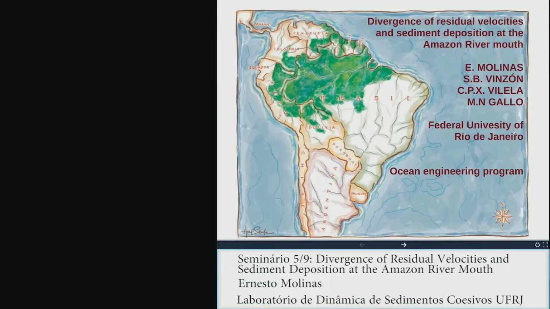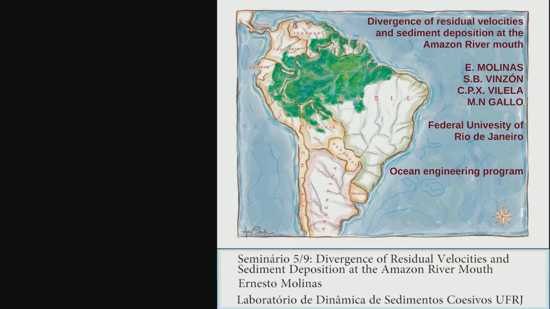Hi everybody. What I'll try to do now is to give you a general overview of the hydrodynamics affecting fine sediment transport at the Amazon shelf. This first presentation is mostly about residual velocities in the shelf and the divergence of these residual velocities.